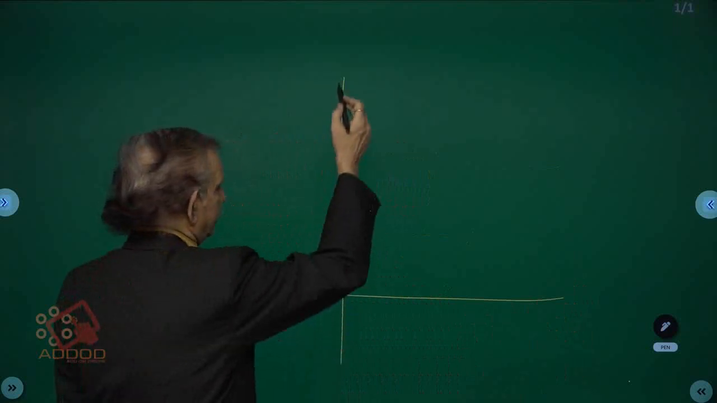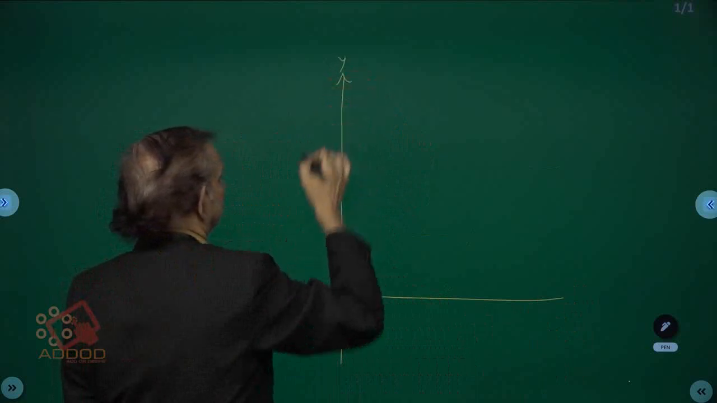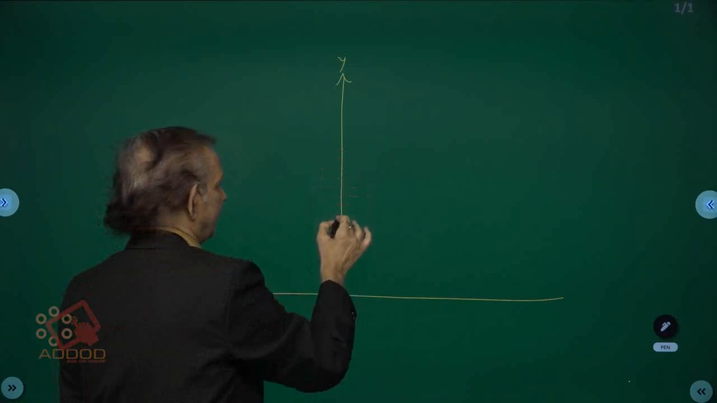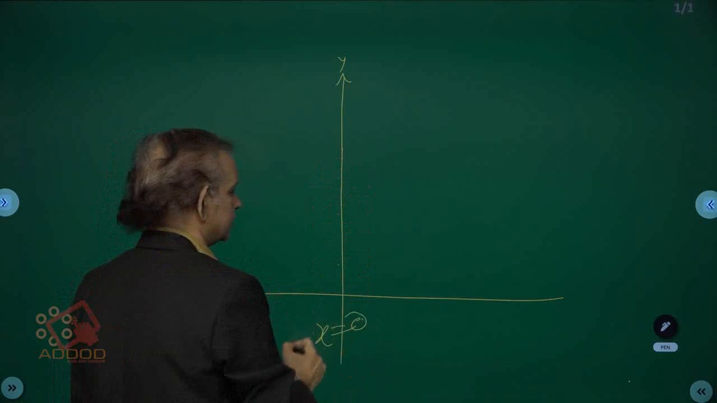What is the immediate vertical line appearing in this graph? Y-axis. We observe that the x-coordinate of every point on the y-axis is 0. Therefore, the equation of the y-axis we can write as x equals 0.